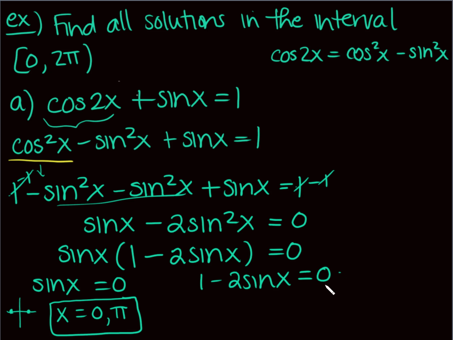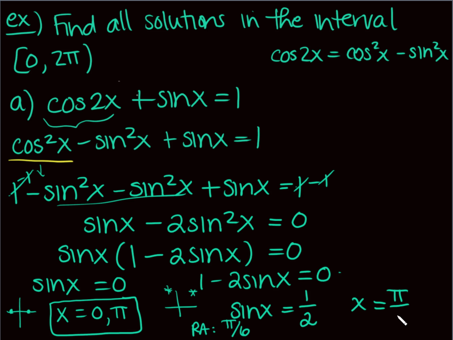Now here, let's simplify this a little bit. I could add the 2 sine x over and divide by 2. Or subtract 1 and then divide by a negative 2. All in all, we'll get sine equal to 1/2. So what is my reference angle? What angle when I take the sine of it gives me 1/2? That's right, it's pi over 6. And then where is sine positive? Sine is positive in the first and the second quadrant. So I want angles in the first quadrant, that's just pi over 6, and the second quadrant with reference angle pi over 6. So we have pi over 6 and 5 pi over 6.